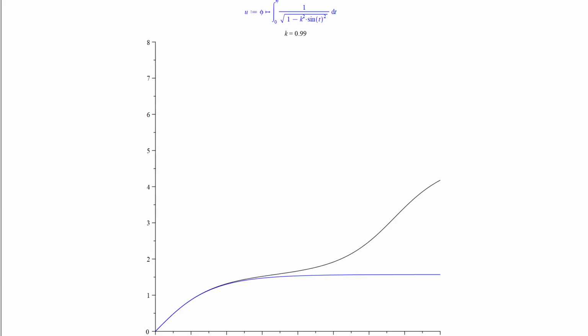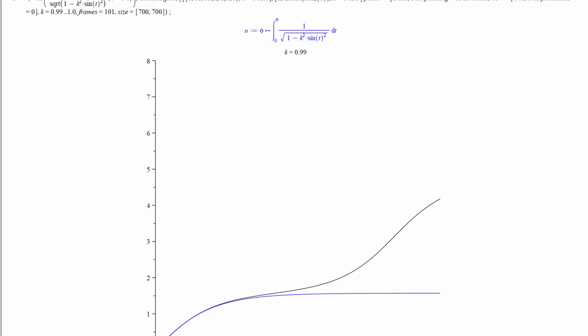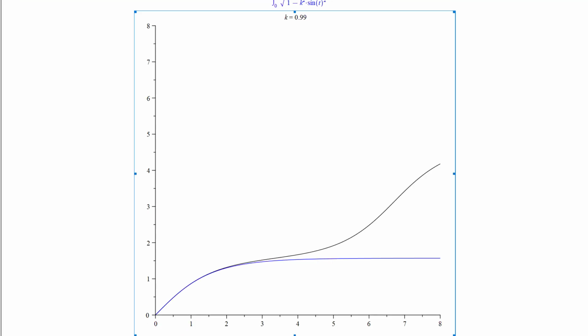So again, there's the definition of u, but I'm graphing the inverse, which is easy enough to do just parametrically. X is u, y is phi. So here I start at 0.99, just to go a little slower. Get the idea. We'll see it on paper at some point.